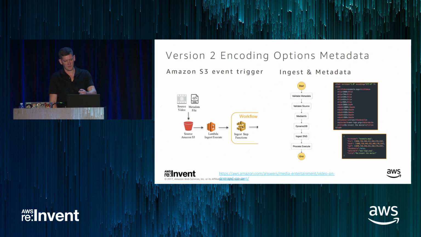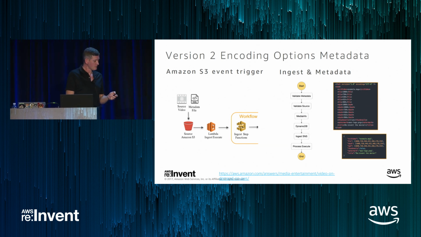And as you can see, if you look at the XML and the JSON examples there, they are very similar to the CloudFormation parameters that we had earlier. What that does is we've just added an extra validate metadata step to our ingest process to ingest those settings so that we can tell MediaConvert what outputs we want. So still fairly simple, but it demonstrates how you can add more flexible encoding options into the workflow.